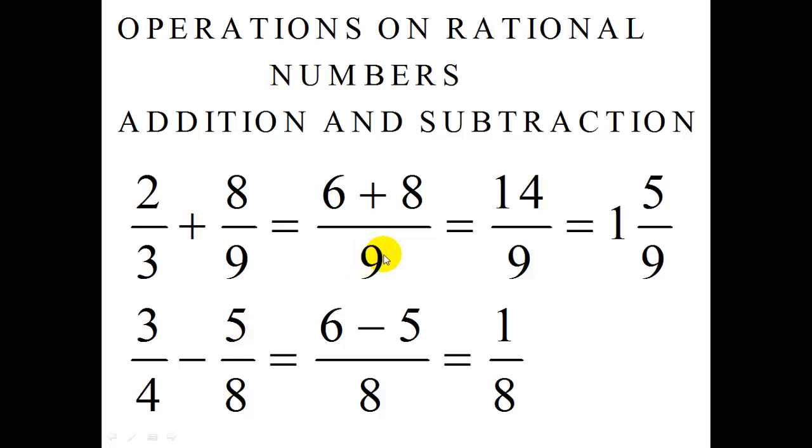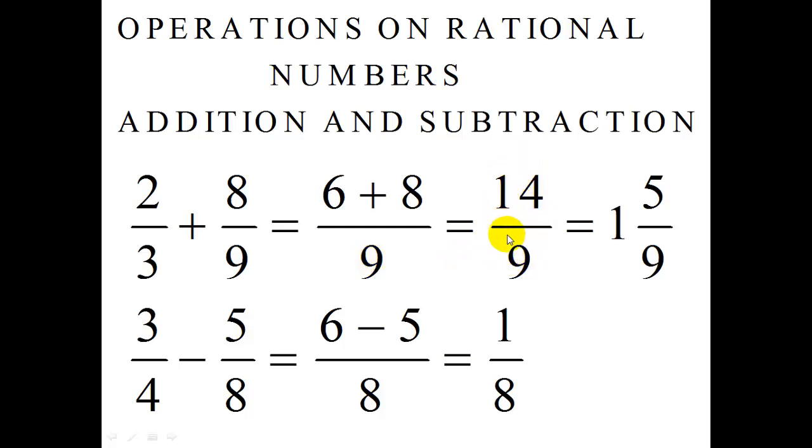Now 3 goes into 9 3 times. And 3 times the numerator 2 will give us 6. Plus, because we have addition here. Now 9 goes into 9 once. And 1 times the numerator 8 will give us 8. So 6 plus 8 will give us 14, divided by the denominator, that is 9.